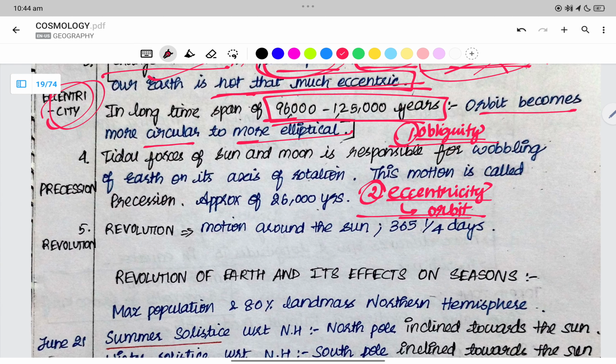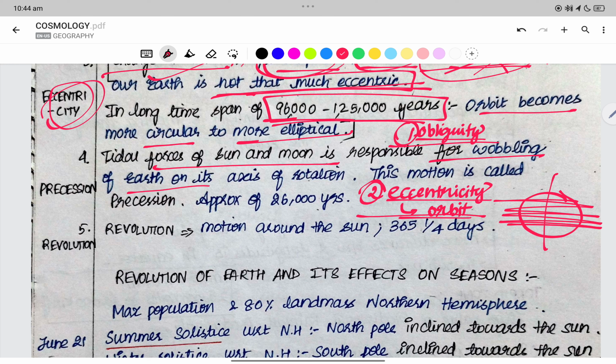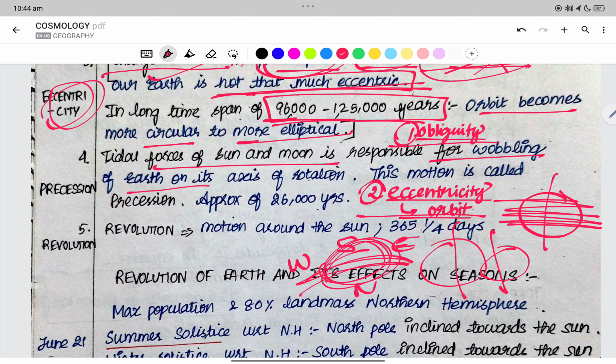Now the next thing which is affecting is the tidal forces of the sun and the moon. The tidal forces are responsible for wobbling of the earth on its axis. Wobble means, let us imagine this is the axis. It is shaking, first like this, then like this, between west and east, and even between north and south. A shake is what we call a wobble.